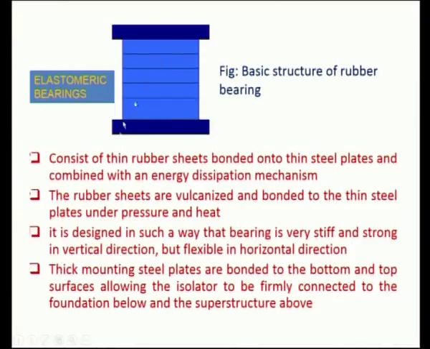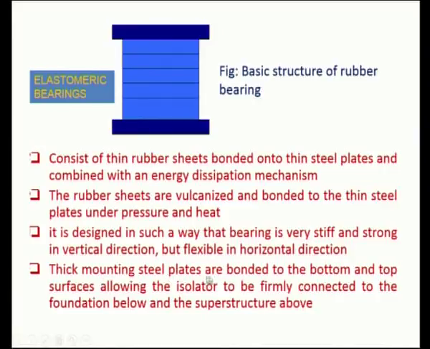The basic structure of rubber bearings consists of thin rubber sheets bonded onto thin steel plates and combined with energy dissipation mechanisms. In elastomeric bearings, the rubber sheets are vulcanized and bonded to the thin steel plates under pressure and heat. It is designed in such a way that the bearing is very stiff and strong in the vertical direction. That means each polymeric material is kept with a vulcanized product. Elongation is restricted in the vertical direction using more vulcanization, but it is flexible in the horizontal direction.